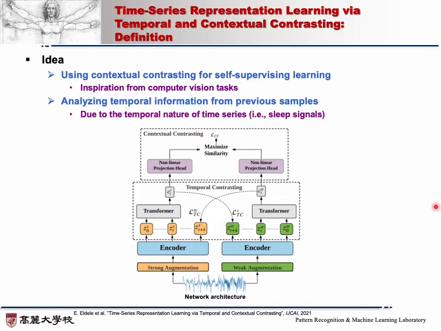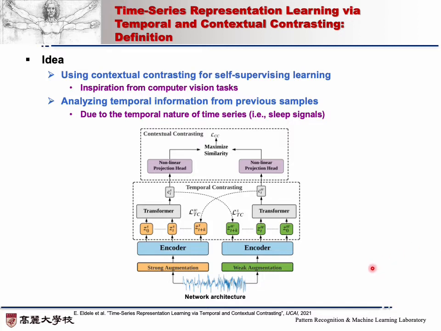Contextual contrasting here was inspired by computer vision tasks and tries to maximize the similarity between two representations of the same sample. Temporal contrasting is using the temporal information, or information connected with time, of previous samples and compares it with the next one, which is natural due to the fact that we are working with time series. You can see it here.